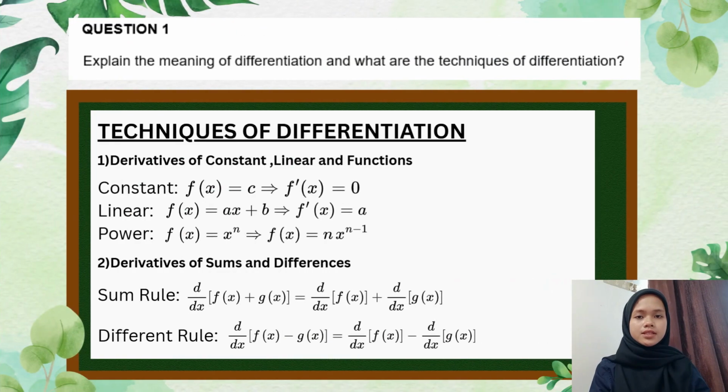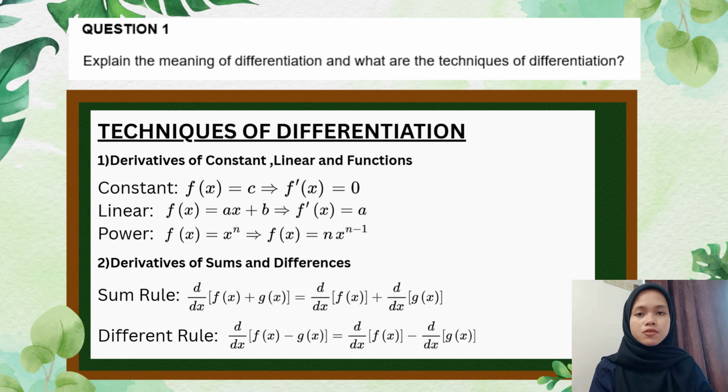Next, there are four techniques of differentiation. Firstly, derivative of constants, linear, and power functions. For constant functions, if f of x equals a constant c, then the derivative of f with respect to x is 0. For a linear function, if f of x equals ax plus b, then f prime of x equals a. For a power function, if f of x equals x raised to the power of n, then the derivative is n times x to the power of n minus 1.